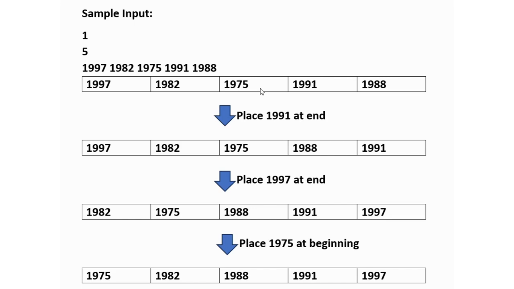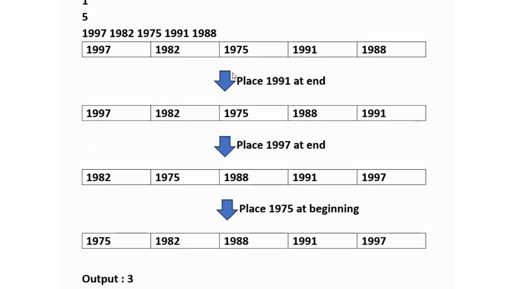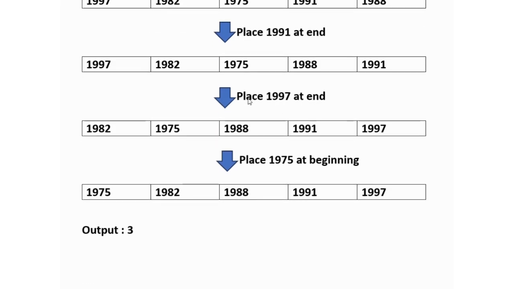Now to make it into ascending order, we will follow the steps. Now we will pick 1991 and place it at the end, making sure that the arrangement of the other books does not change. Then we will pick 1997 and place it at the end. Again, the arrangement of the other books should not change. Then we will pick 1975 and place it at the beginning. And we can see that the books are now in ascending order. So we will stop and therefore the total count becomes 3 and therefore we will output the number 3.